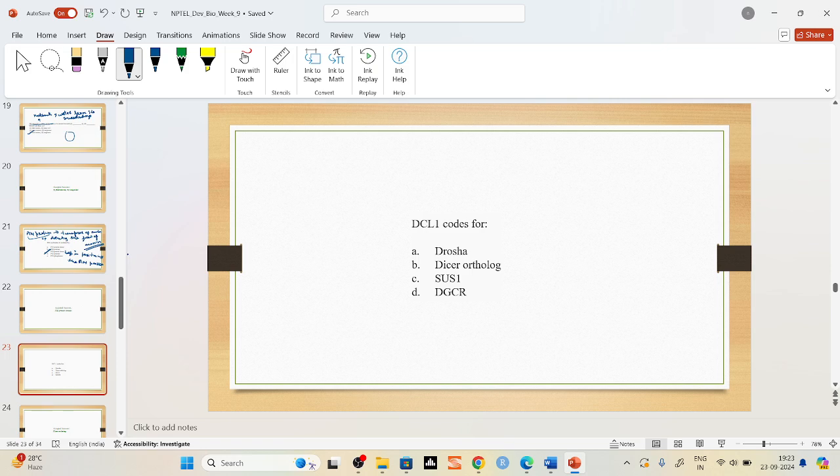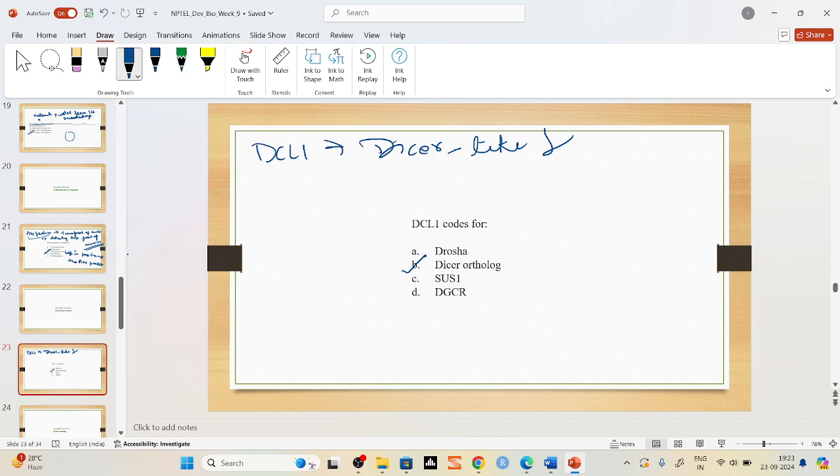So the correct answer is Dicer ortholog. DCL1, the full form itself says dicer like one. So basically DCL1 is an enzyme found in plants, which is important for the biogenesis of microRNAs and small interfering RNAs, that is siRNAs, and it functions by processing precursor RNA molecules into shorter double-stranded RNA fragments which are involved in gene regulation.